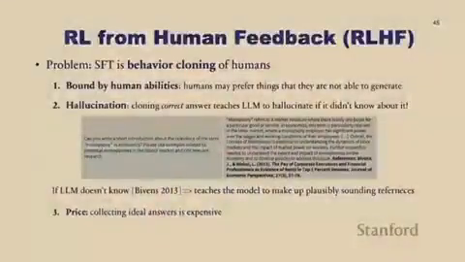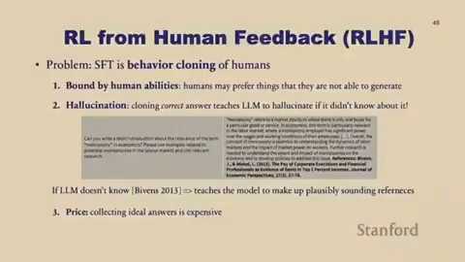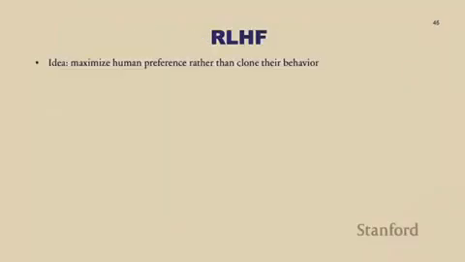Great. Problem number 3, price. Generating the ideal answers is very pricey. And that comes back to your question of humans writing the entire answer is actually pretty expensive. So that's where RLHF comes in. The idea is that instead of cloning the behaviors of humans, we're going to maximize human preference.